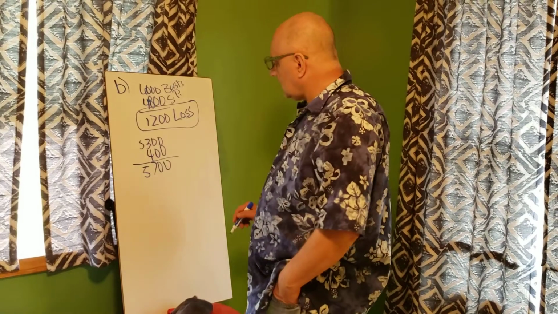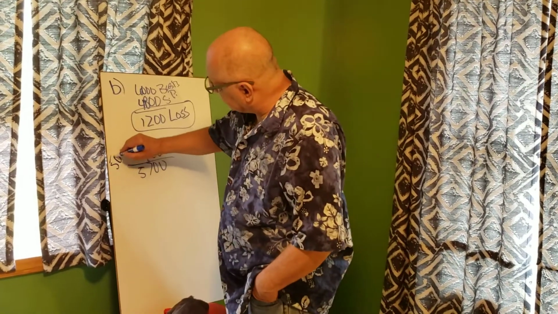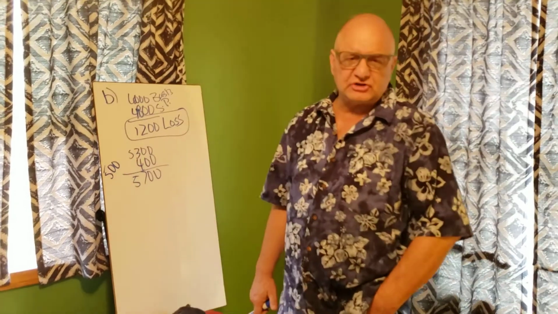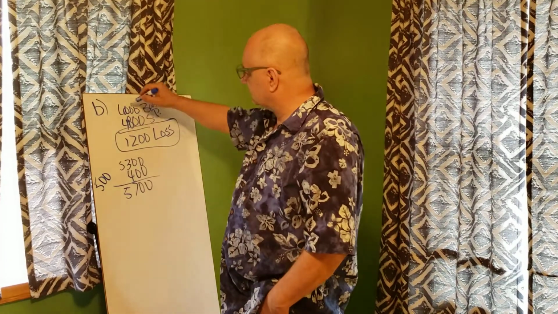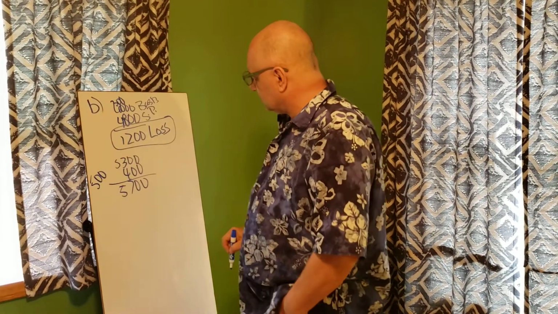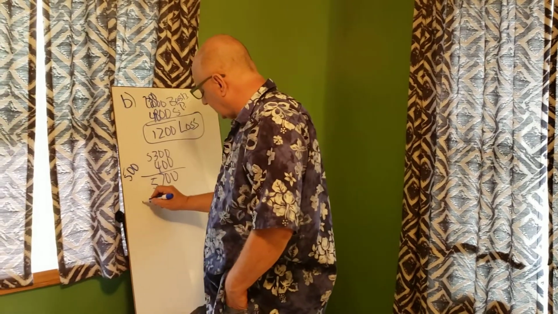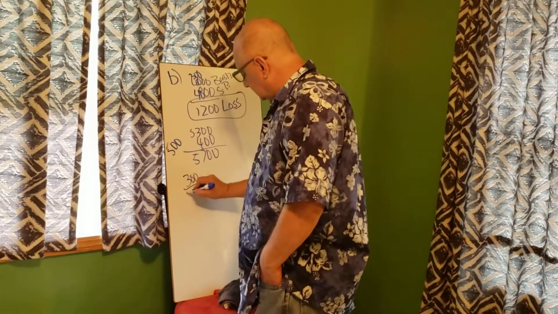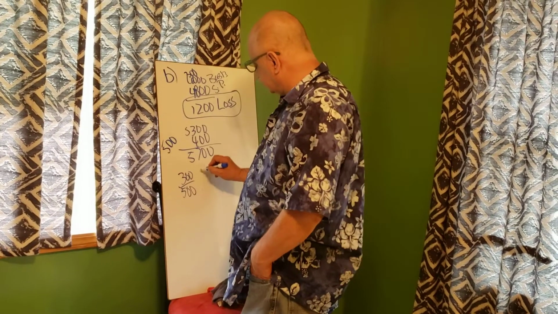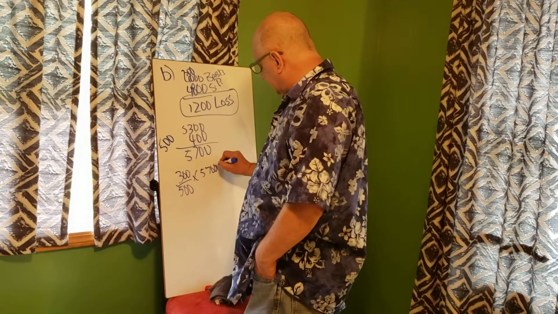But here this is 500 shares. Our wash sale shares are only 300, because that's what we sold up here, 300 shares. So we've got to do an allocation here. We're going to take 300 divided by 500 times 5,700.